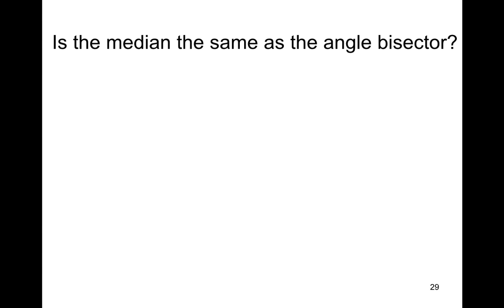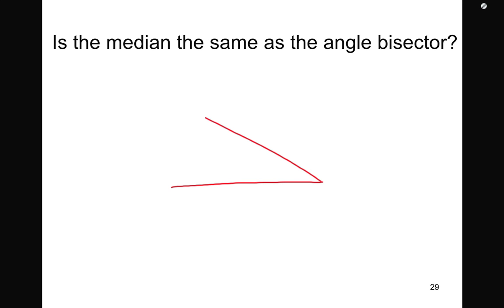Is the median the same thing as the angle bisector? You still have your sketch or your construction? I just got rid of mine. But if you've still got that construction where you've got your median, let's see, is that also an angle bisector? Well, grab your protractor. Measure the angle here and the angle here. Let's see if they are the same. After you've measured, what do you think?